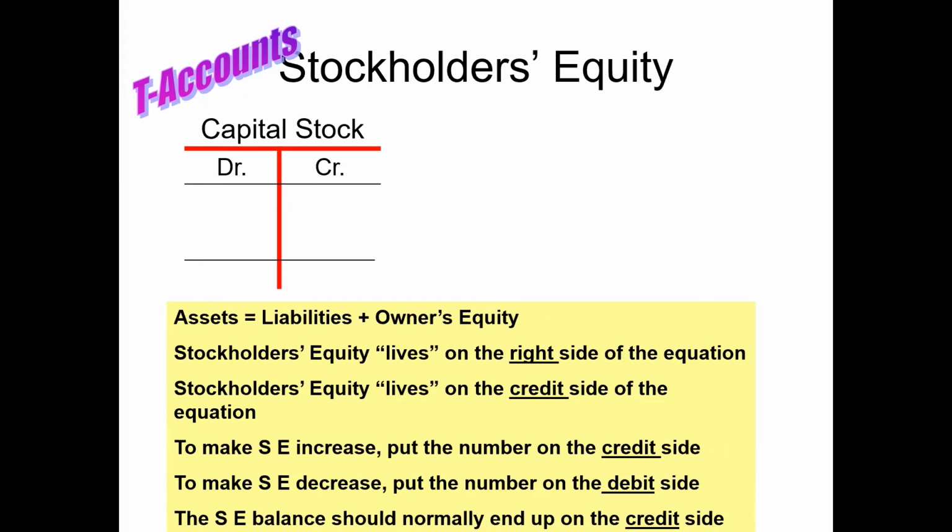So stockholders' equity. Our assets equals liabilities plus owner's equity, the same accounting equation that we've been going over. Stockholders' equity lives on the right side of the equation. Stockholders' equity lives on the credit side of the equation. To make stockholders' equity increase, we put the number on the credit side. To make stockholders' equity decrease, we put the number on the debit side. The stockholders' equity balance should normally end up on the credit side.